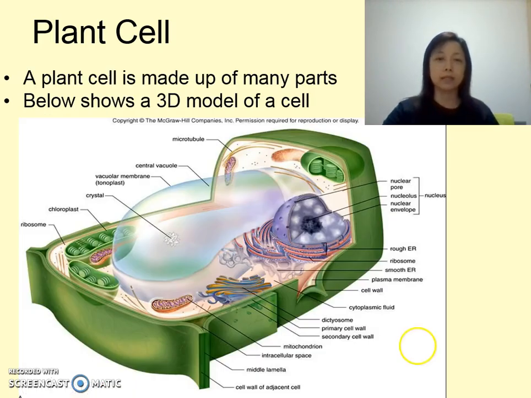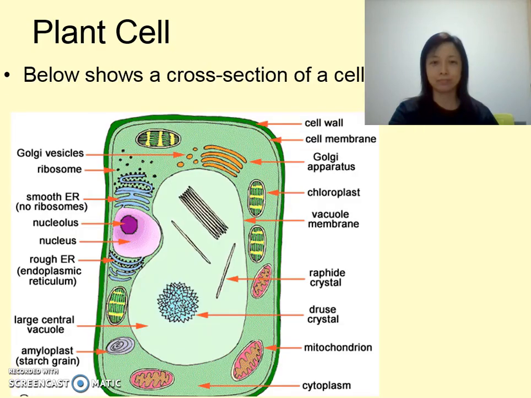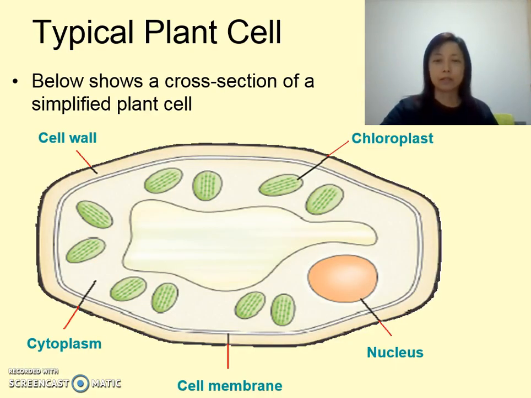Okay, this is the 3D model of a plant cell. Again, you will see that the cell, a tiny cell that you can only see under the microscope, is made up of many even smaller parts. Are you required to learn everything over here? Luckily for you, no. This is the cross section of the simplified typical plant cell. And this is what we are going to learn, these 5 parts. Let's go through them now.